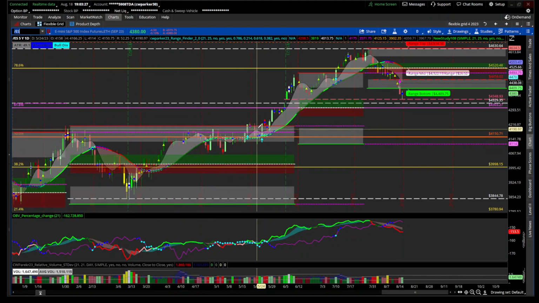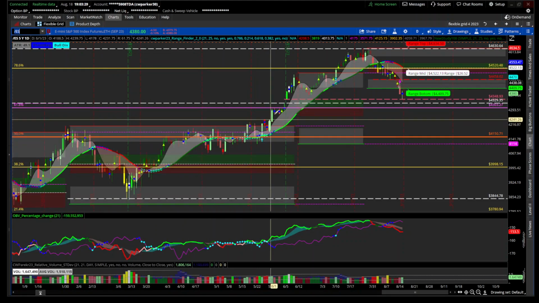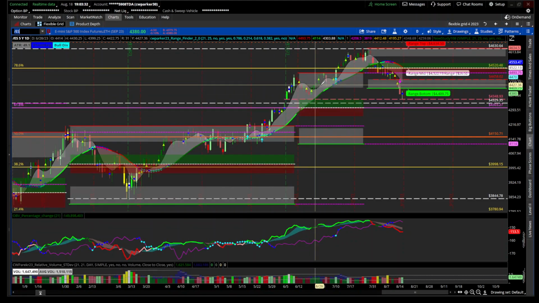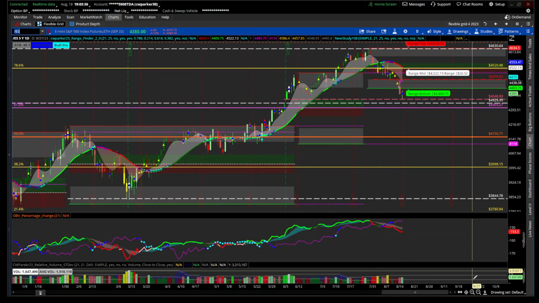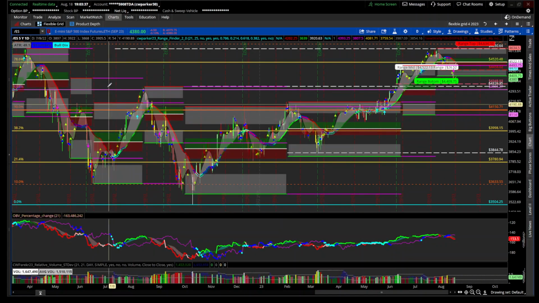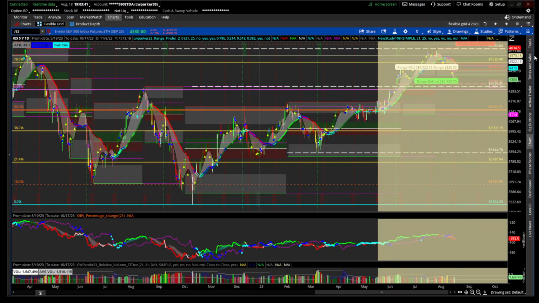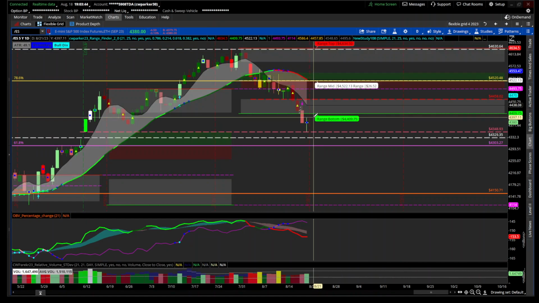You can see right here, it broke out of this box, and it continued on up, created another box, and it broke out. What it actually hit was its previous box high, or this previous range high back here, and from there it actually turned around.